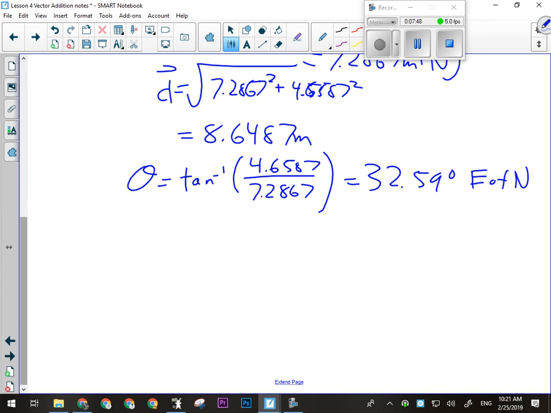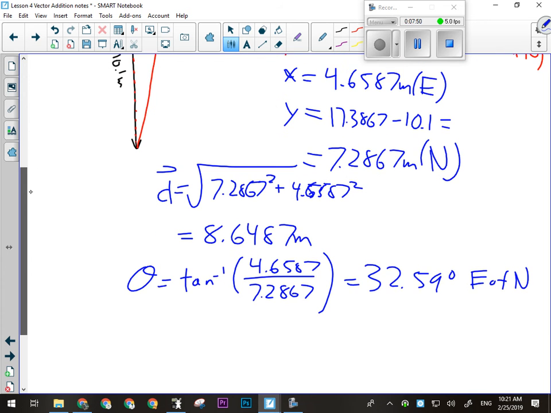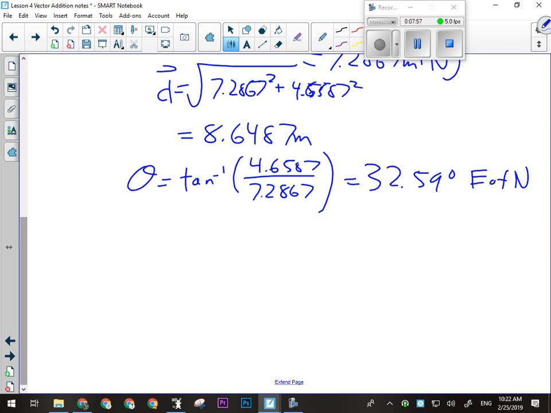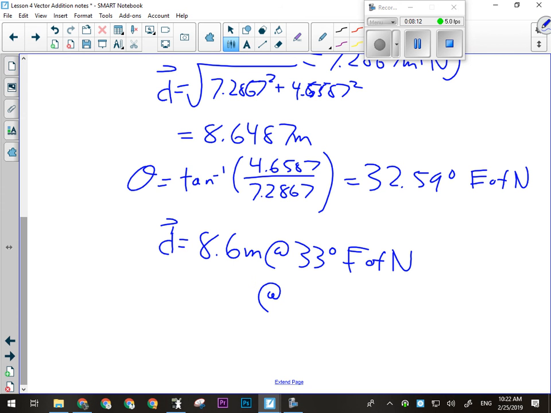Okay, so now before I write down my final answer, what do I need to check? Significant digits. Okay, going back up here, 2, 2, 3. So my answer's got to have 2. All right, so that means that my final answer for the overall displacement is 8.6 meters at 33 degrees east of north, or I could also have 57 degrees, not 60, 57 degrees north of east if I drew the triangle the other way. Okay.